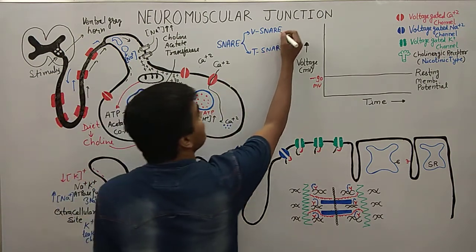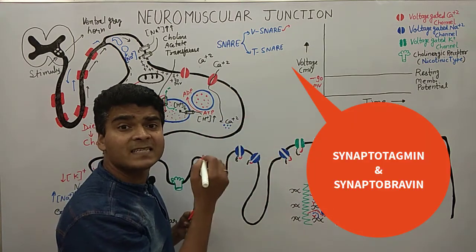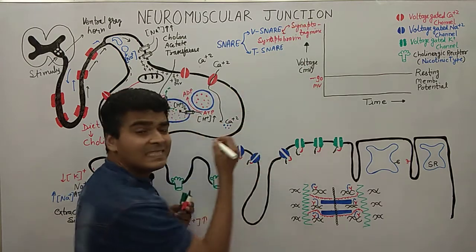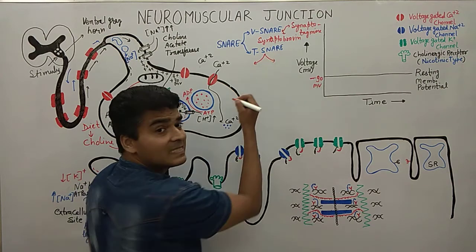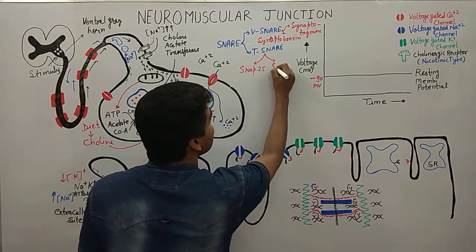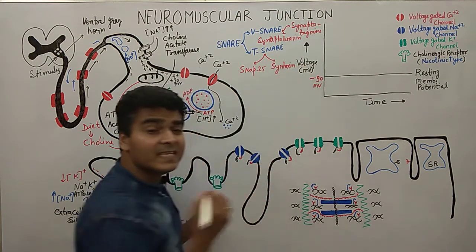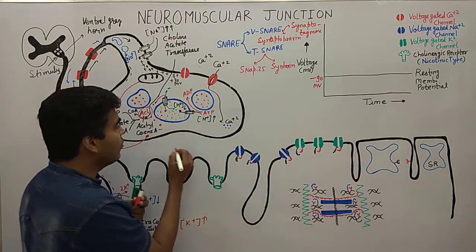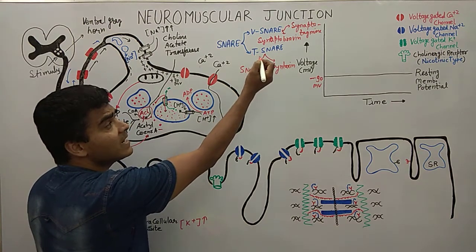Okay, so there are two types of proteins of V snares. Kaun se wo proteins hain wo dekhiye aap. The first one is synaptotagmin and the second is synaptobrevin, okay. So I'm just writing, and there are two types of protein, T snares. The first one is SNAP25 and another one is syntaxin. Okay, ye hame kahan milenge? V snare hame milega vesicles par, okay.